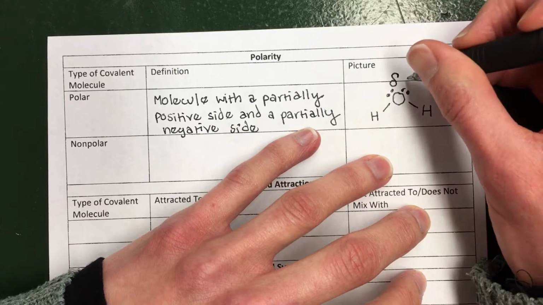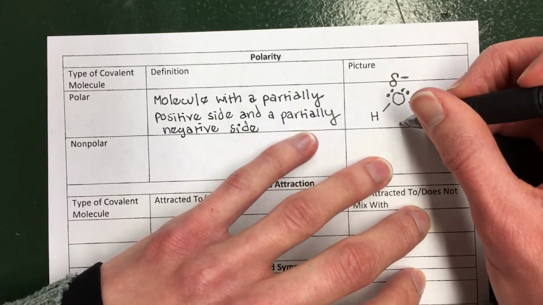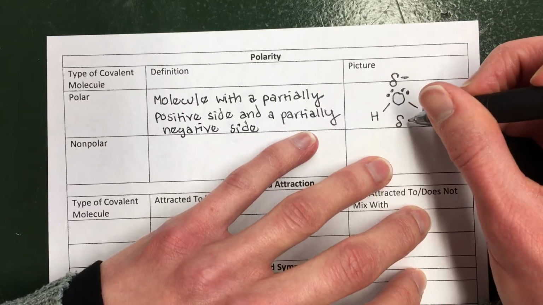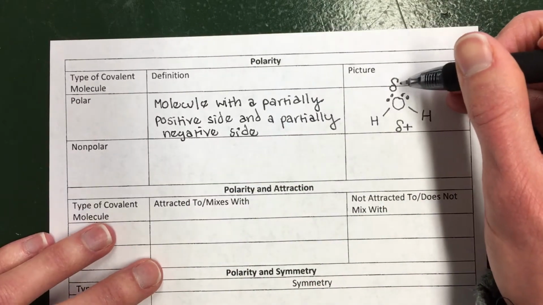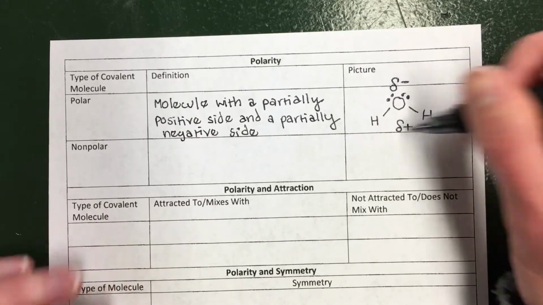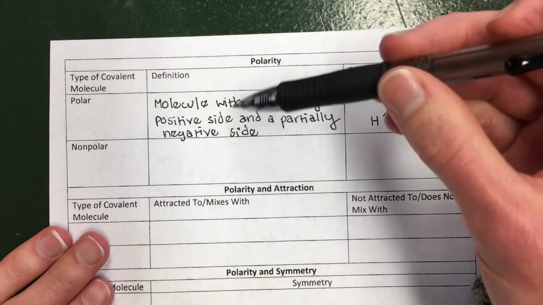It's a Greek letter delta with a negative. And the hydrogen side is actually positive. So we do another little Greek letter delta plus. So the oxygen side is partially negative. The hydrogen side is partially positive. Okay, that's a polar molecule.